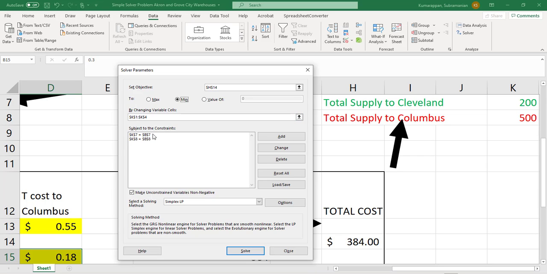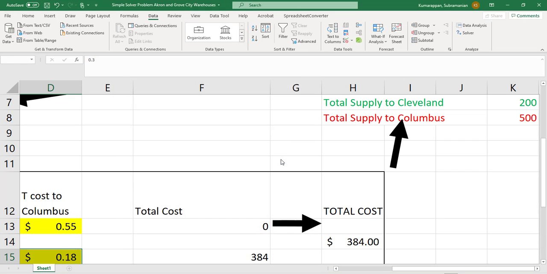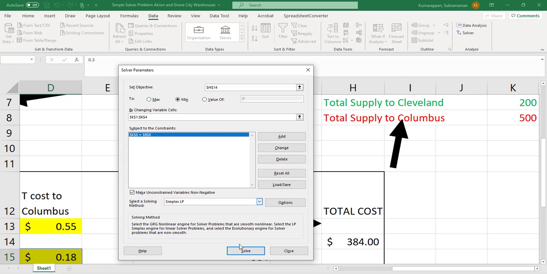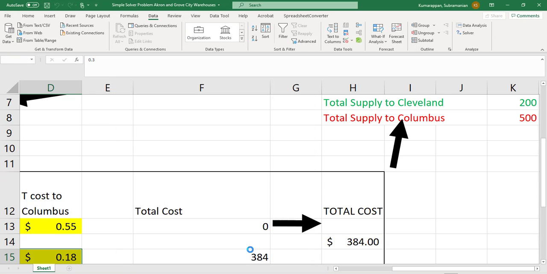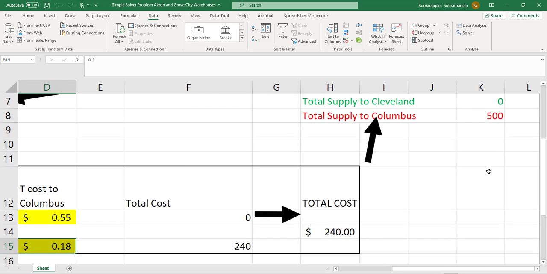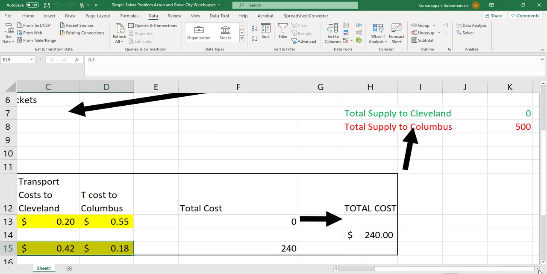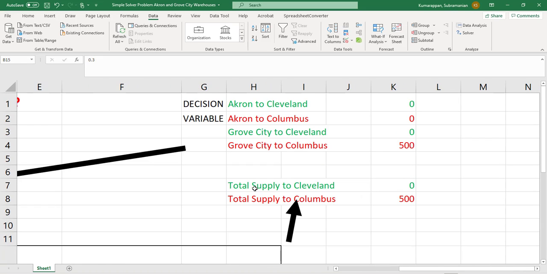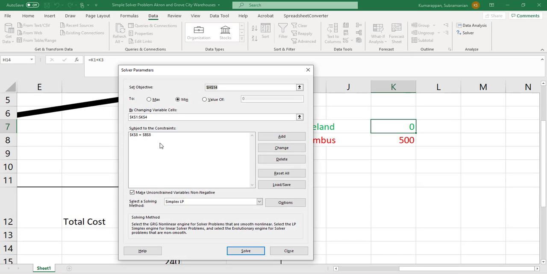Now, with regard to the constraints, let us say we don't have the Cleveland constraint, okay? Only the Columbus constraint is there. Then if you were to do this, what happens? Yes, you have been able to do that, but you removed the constraint related to Cleveland, so the Cleveland customers were not served at all. They got only 0, and all the Columbus customers got served from Grove City, but none of the Cleveland customers got served at all. Why? Because you removed that constraint. Okay, so that's a mistake.